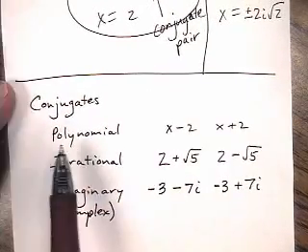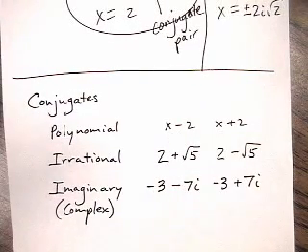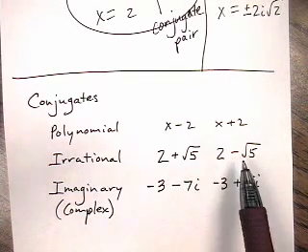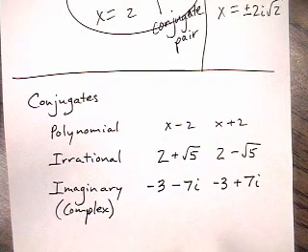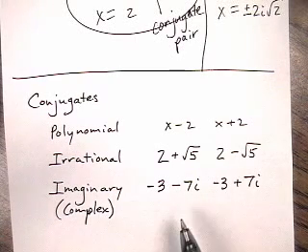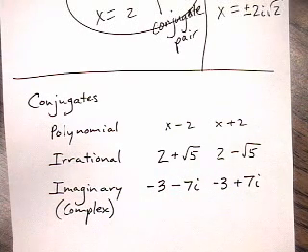So let me just refresh your memory. Polynomial conjugates look like this. x minus 2, x plus 2. We saw those when we factored the difference of squares. Irrational conjugates, here we got 2 plus radical 5 and 2 minus radical 5. That's what irrational conjugates look like. Imaginary or complex conjugates look like this. Negative 3 minus 7i, negative 3 plus 7i.